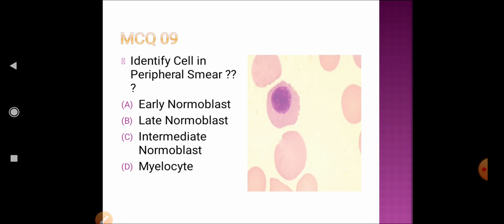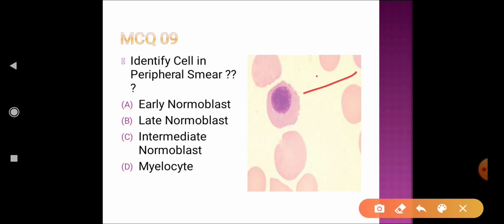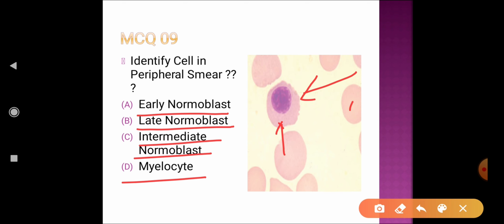Okay. MCQ number 9. Identify the cell given in this peripheral smear. So I am talking regarding this cell. Obviously not these RBCs, right? So what is this type of cell? Your options are early normoblast, late normoblast, intermediate normoblast, or myelocyte. So guys, just see the cytoplasm here is purely eosinophilic and the nucleus is eccentric. Just see the nucleus is pushed to the periphery. So this particular feature is suggestive of orthochromic normoblast.